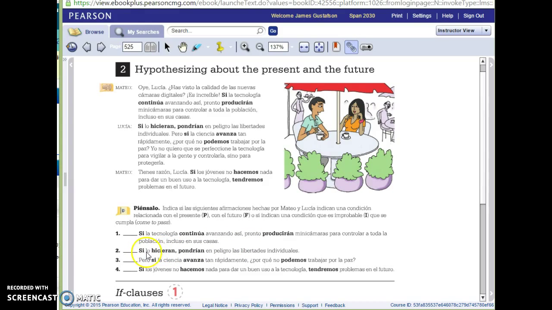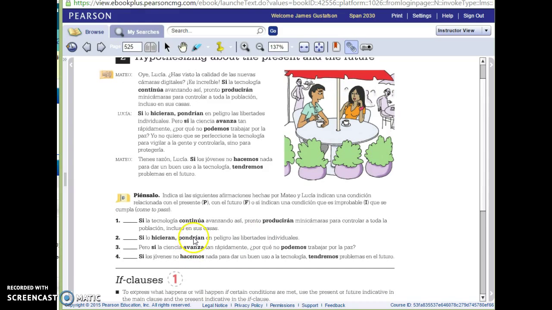This one, si plus imperfect subjunctive plus conditional, is hypothesizing about the present. Right? Now, it's a little confusing because you're using past subjunctive and conditional, but you're still talking about the present. Okay. So if they were to do it, referring to this, they would put in jeopardy individual freedoms, right? So that's hypothesizing about the present. This one is hypothesizing about the future, and you can see a future form here. And this one is hypothesizing about the present. If they were to do that now, it would put in jeopardy, in danger, our individual freedoms.